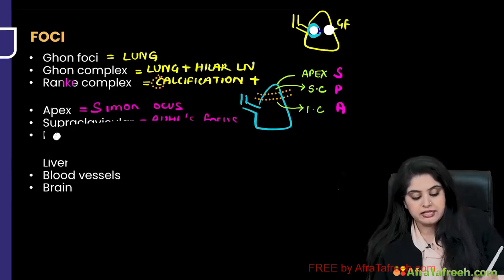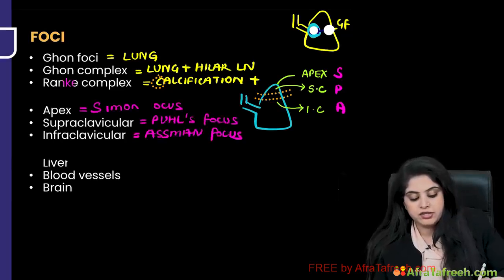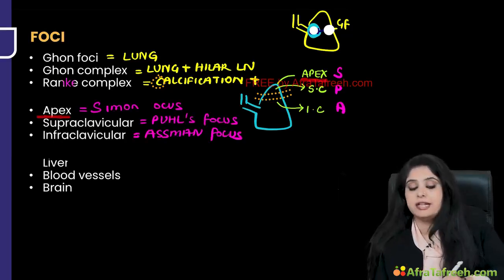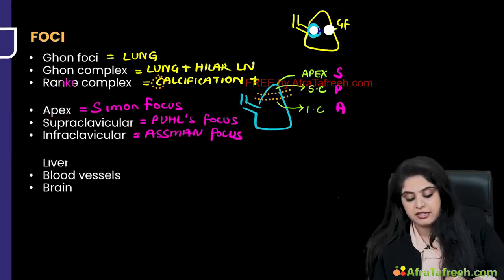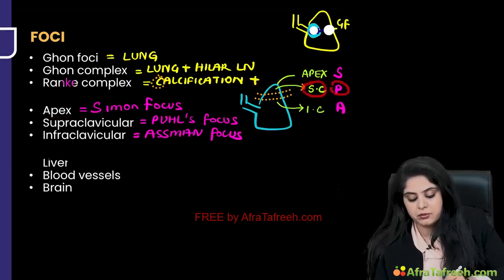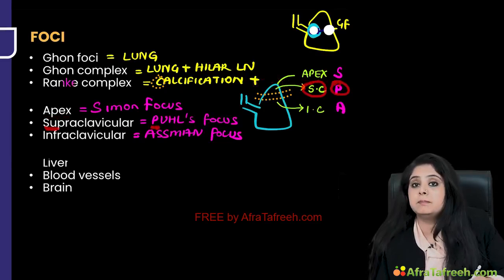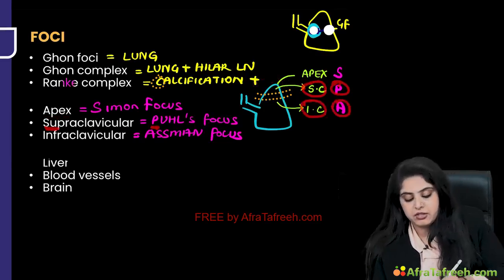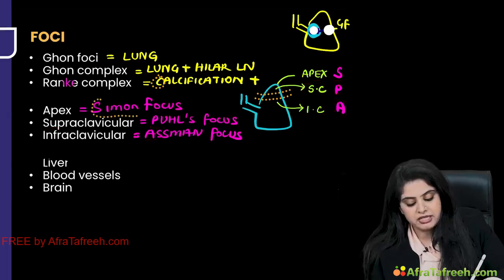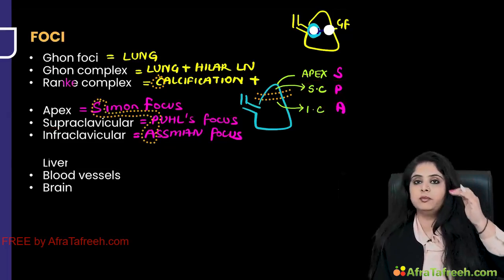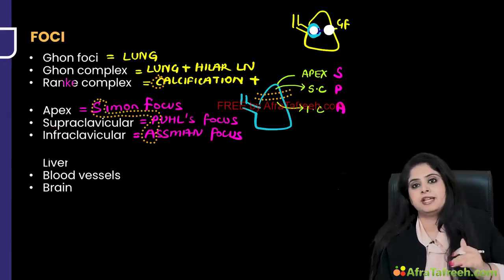Which means that if someone asks you what you get right at the top, that is the apex, S for Simon focus. Then what do you see? Next one is going to be supraclavicular. What is in the supraclavicular region? There is the Puhl focus. And what is in the infraclavicular region? That is going to be the Assmann focus. So like I told you, please learn the mnemonic SPA from top to bottom. Apex, supra, infra: Simon, Puhl, Assmann.